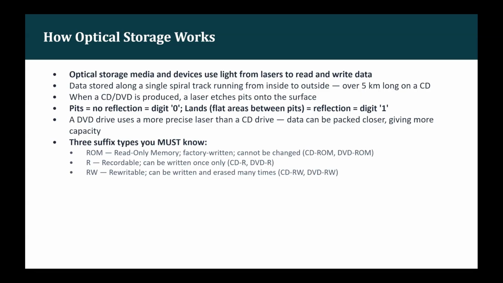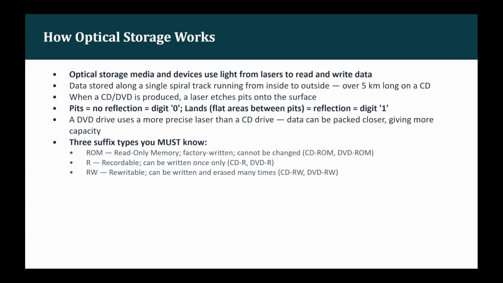When a CD or DVD is produced, a laser etches pits onto the surface. Pits equal no reflection, digit 0. Lands, the flat areas between pits, reflect the laser, digit 1. A DVD drive uses a more precise laser than a CD drive. Data can be packed closer, giving more capacity. So DVD has more capacity than CD.